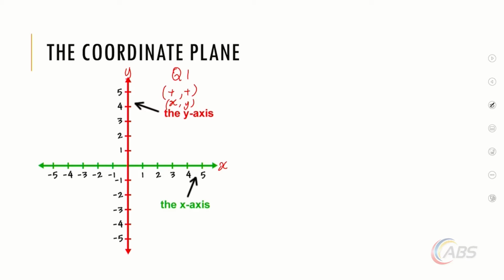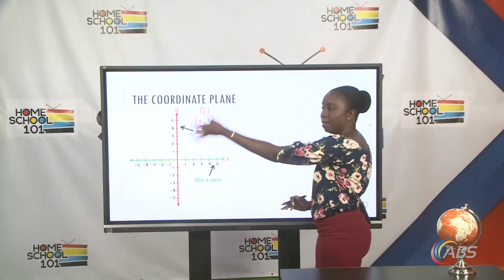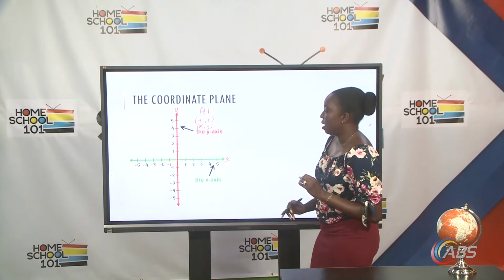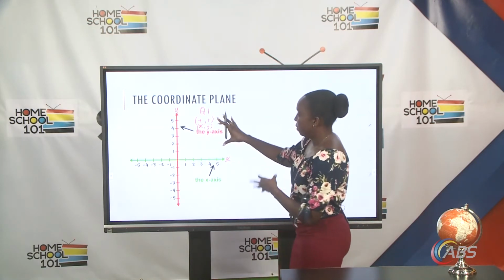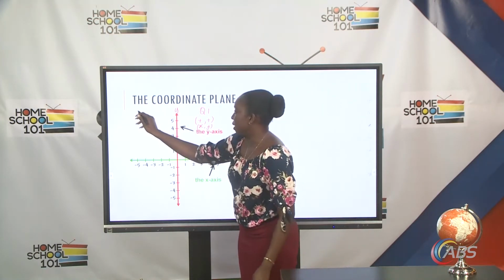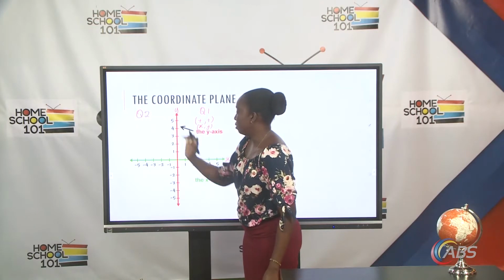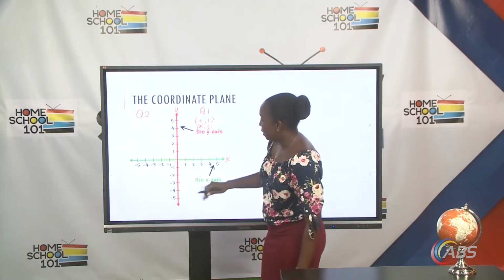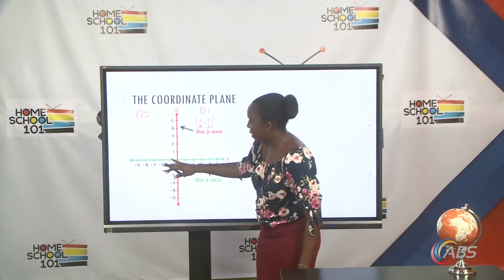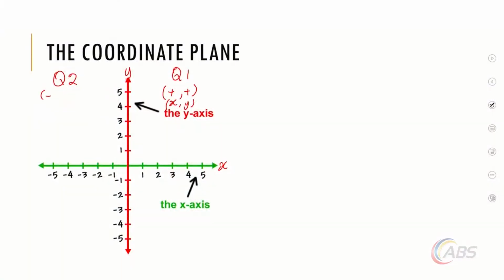Now, when we name our quadrants, we actually name them in an anti-clockwise direction. So if this one is quadrant 1, then over here would be quadrant 2. And we'll notice that our x values are all negative over here, and our y values are all positive. All right, so remember that's x comma y.